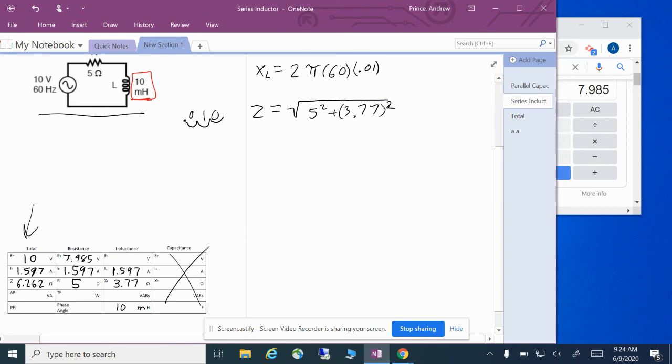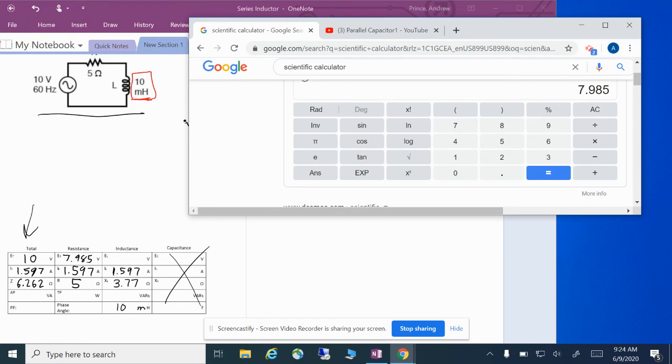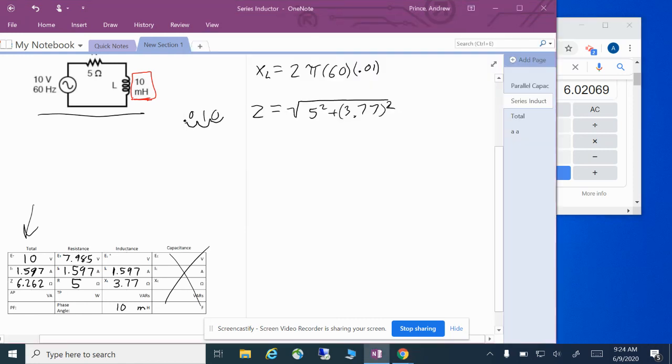for the resistor. And then I'm going to have 1.597 times 3.77, and that's going to be a voltage drop of 6.02021 voltage drop on the inductor.